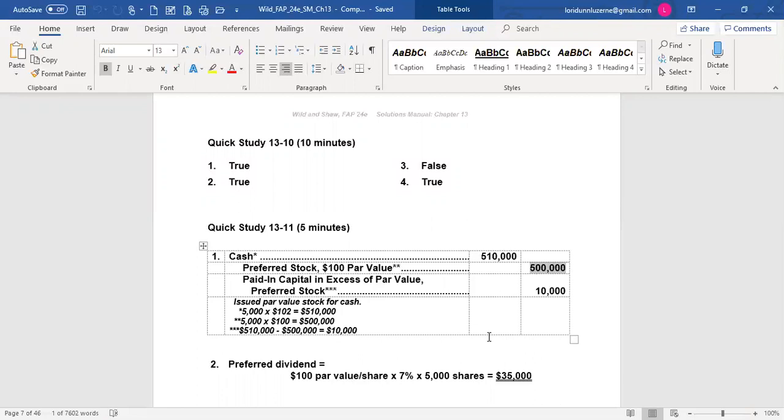Well, there are none of this. Could you let him out? There are no preferred dividends in arrears. He's scratching the door. It's okay.